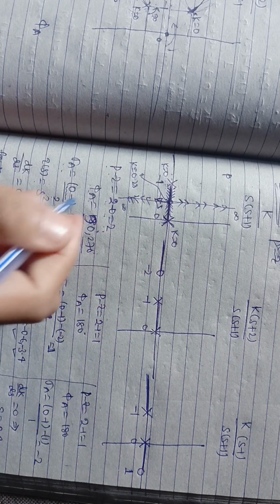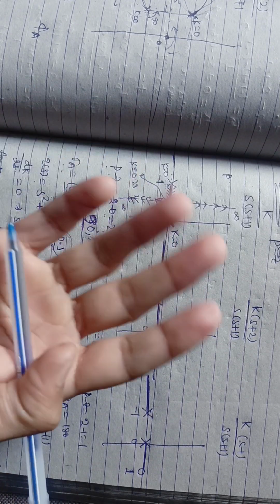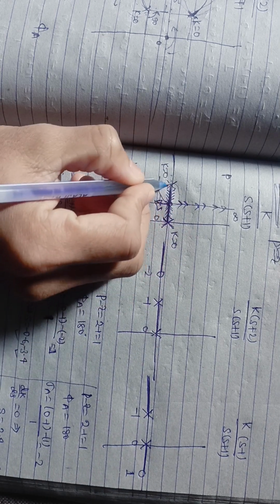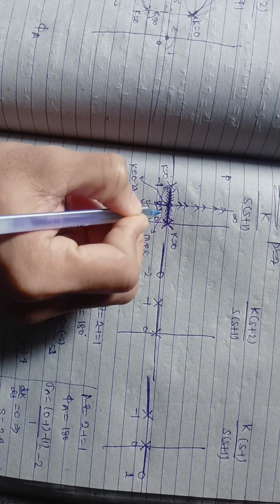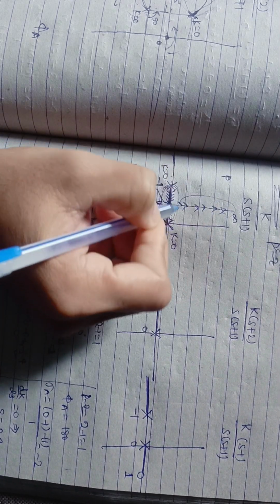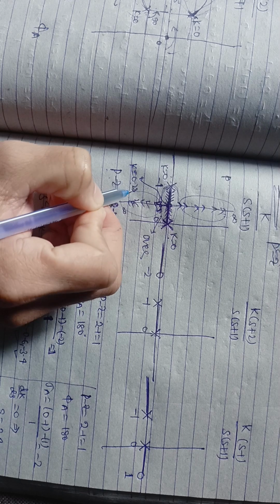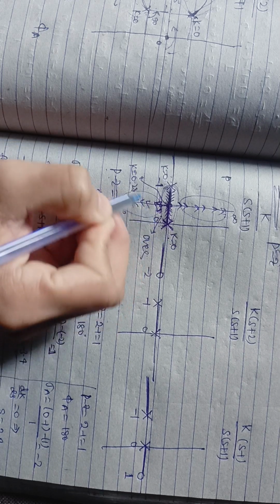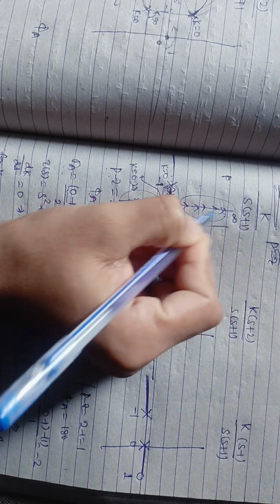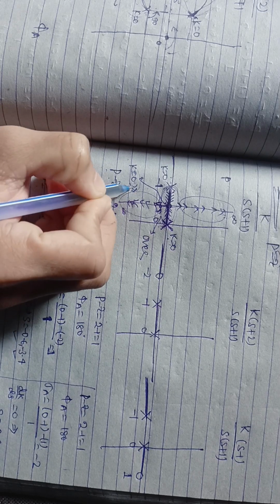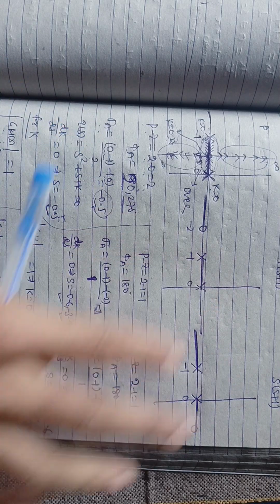If we have to comment on critically damped, underdamped and overdamped: on the real axis it is always overdamped, and above the real axis it is underdamped. So what comes here for the overdamped region? K from 0 to 0.25 is overdamped, and K from 0.25 to infinity is underdamped, and at K equal to 0.25 it is critically damped. Okay, next move to the second question.